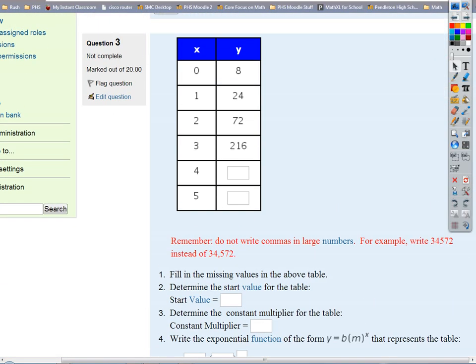Okay, with these, you're supposed to take this information and turn it into an exponential function. So quickly now, what's the start value going to be? Well, it's the y value when x is 0. That means you're on the right track, right? So it's 8. It's 8. Whenever x is 0, that's telling us the initial value of the function, the initial y value.